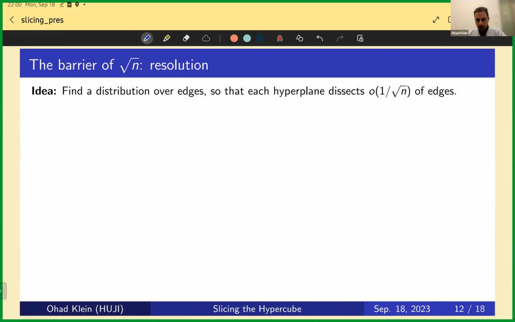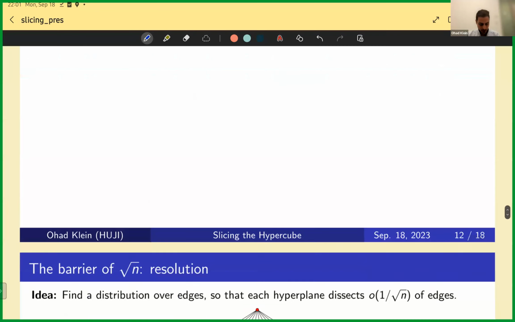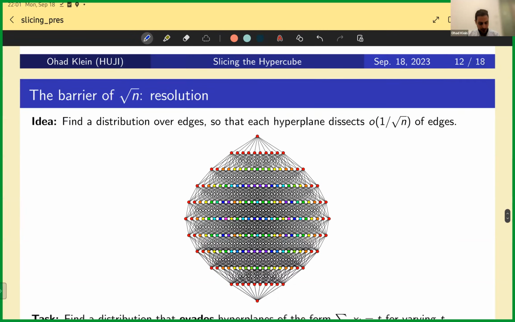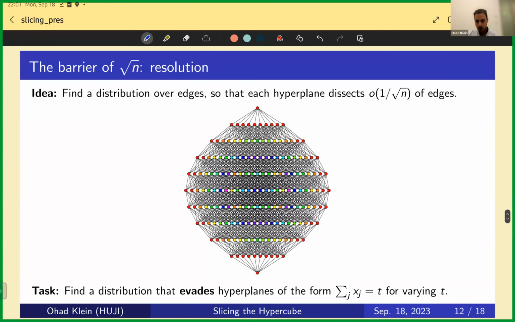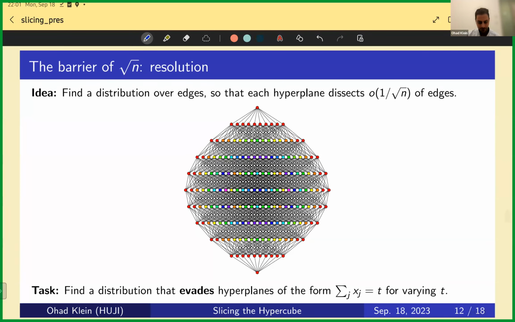So again, we do not use the counting measure of edges, but another distribution. This is the main idea. And I want to give you some task toward this goal.